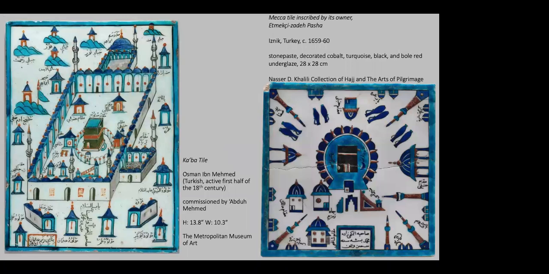Ottoman tiles representing a flattened Kaaba at the epicenter, such as this one belonging to Etmekçizade Mehmet Pasha, were popular during the early modern period. A similar tile can be seen in the mosque of the vizier Rustem Pasha in Istanbul. In another Ottoman tile seen here on the left, the bird's eye view over Mecca is inspired by European pictorial and cartographic traditions.